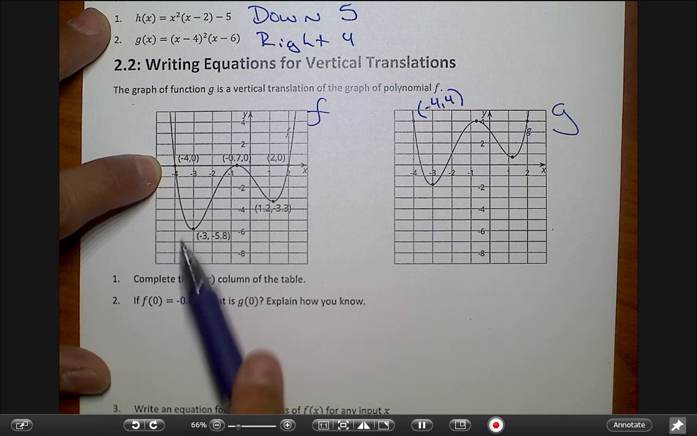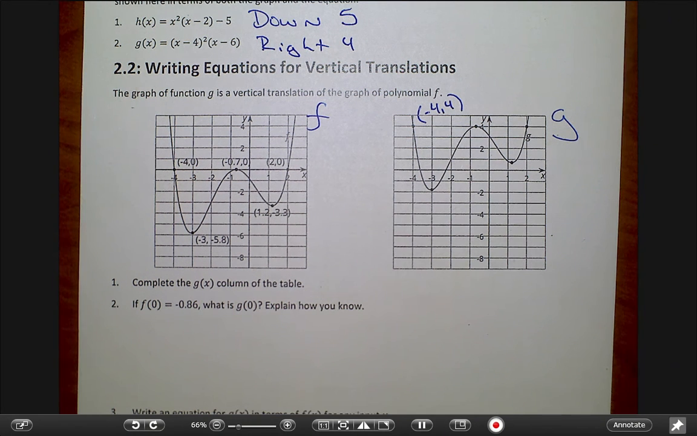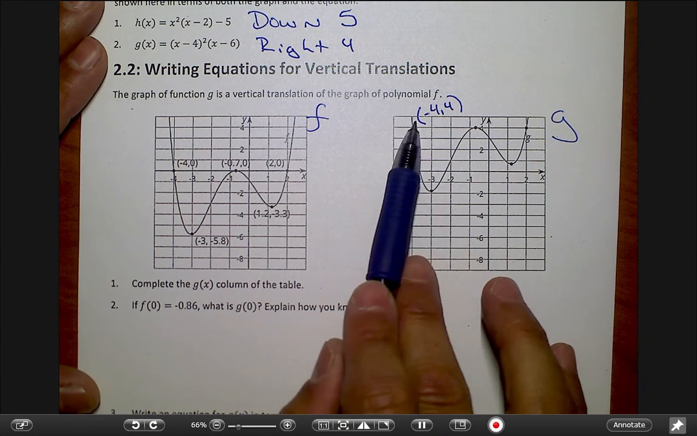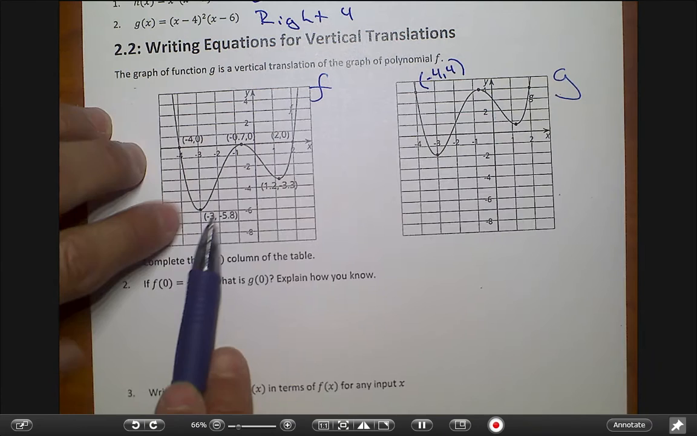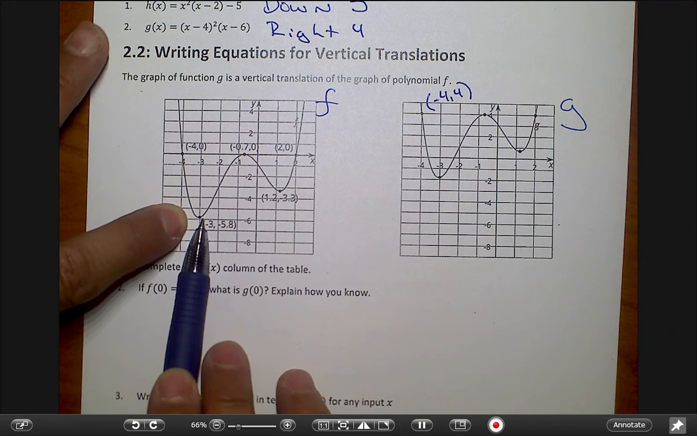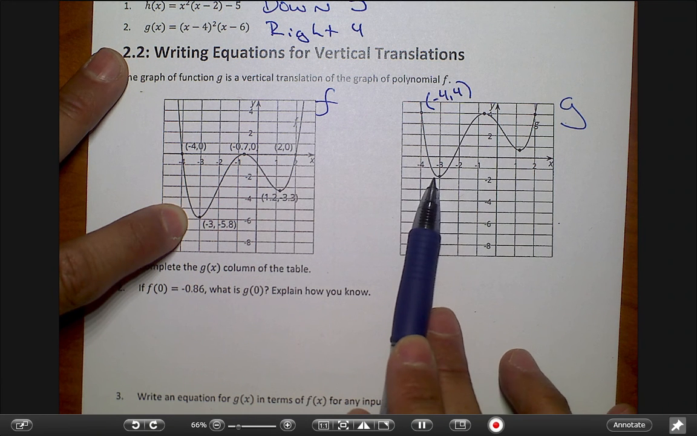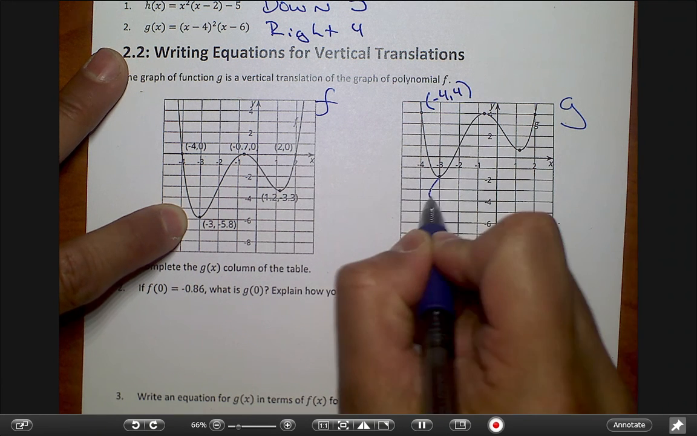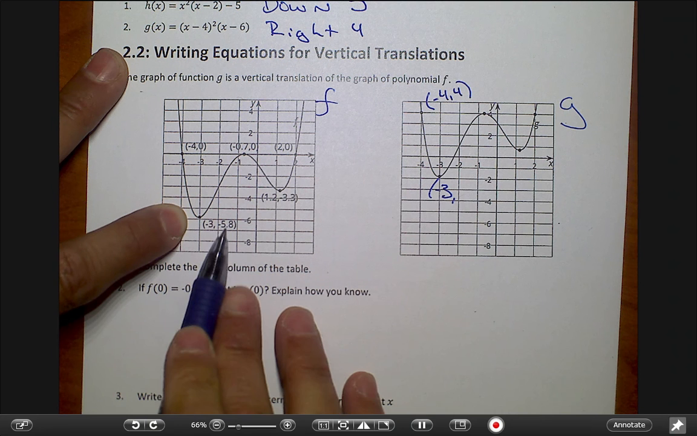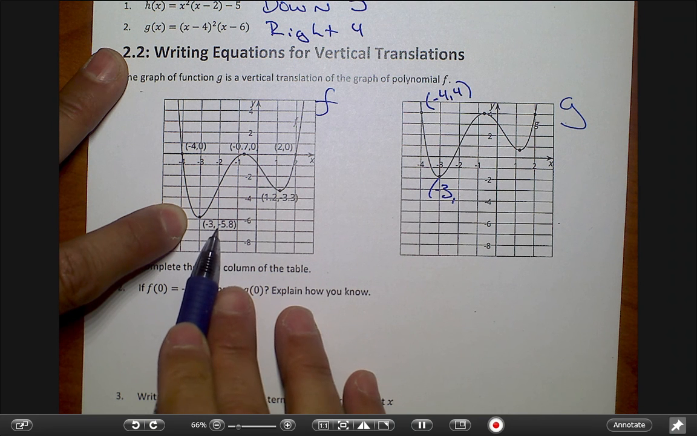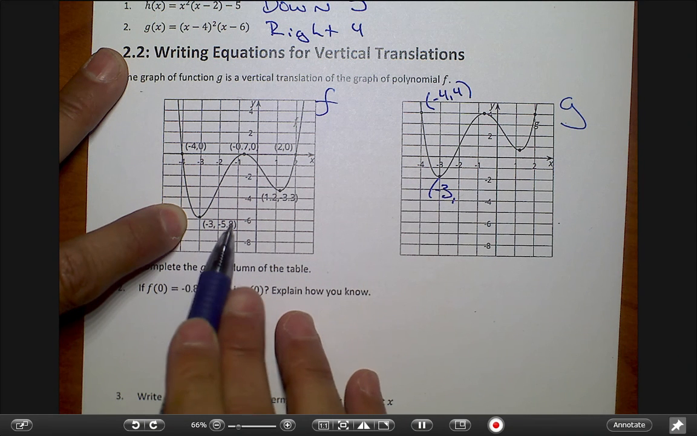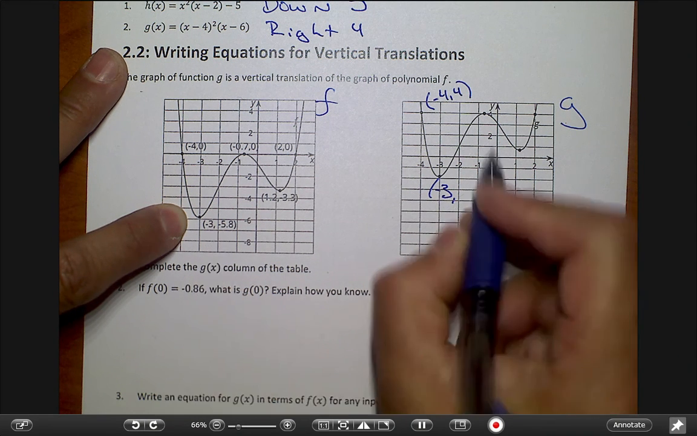Okay, so now, just by looking at that one point right there, what can I say that this whole graph did? It goes up 4, right? So let's go through and finish these out. So if this is going up 4, and I started here, so the negative 3, when x is negative 3, what is this one going to be? 1.8. Yeah, negative 1.8, because we're adding 4 to this y value.